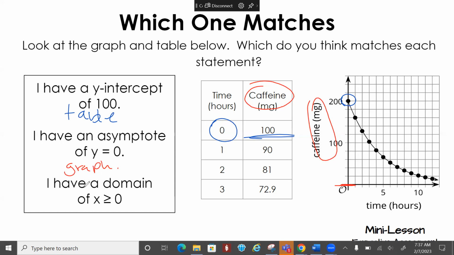Okay, I have a domain of x is greater than 0. You have a domain of x is greater than 0. You don't have any negative hours, right? Same thing on this one. So you're going to say both on this last one.